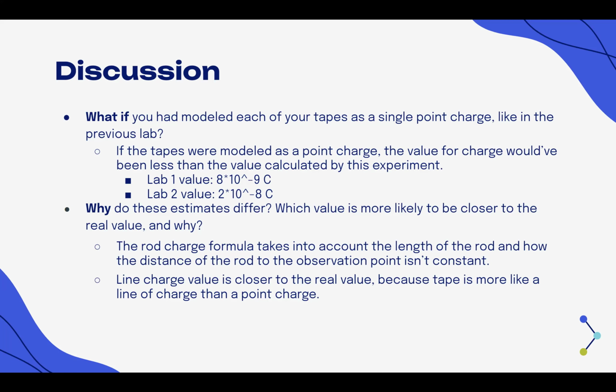Why do these estimates differ? Which value is more likely to be closely accurate? The rod charge formula takes into account the length of the rod and how the distance of the rod to the observation point isn't constant. The line charge value is closer to the true value because the tape is more like a line charge than it is a point charge.